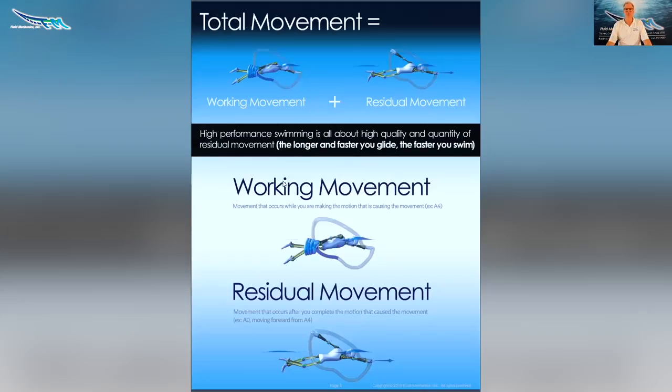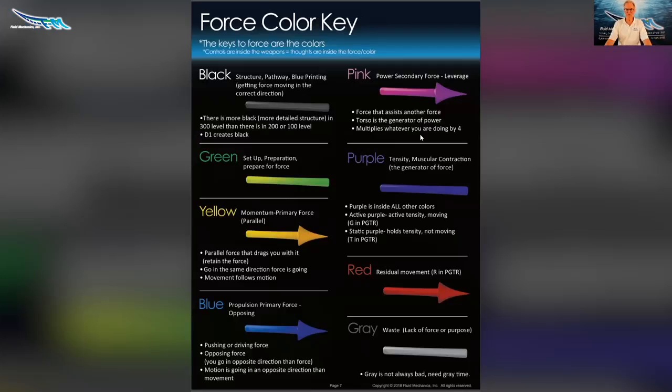We talked about residual movement right here. That's the residual movement where you're basically taking a ride from the working movement. Now, gray is called waste. That's a lack of force or purpose. So if I just move my arm this way and there's no real reason, it's just a motion line, but it doesn't have a purpose to it, that's called gray.